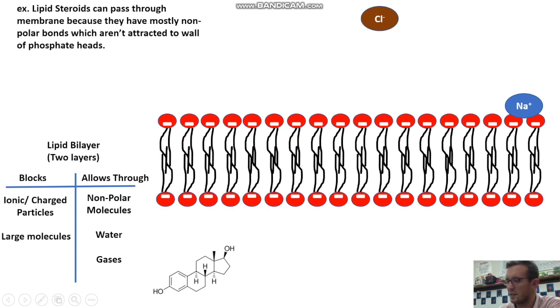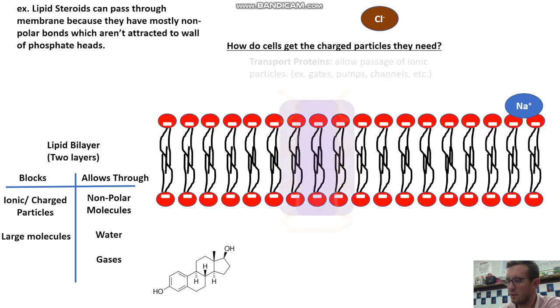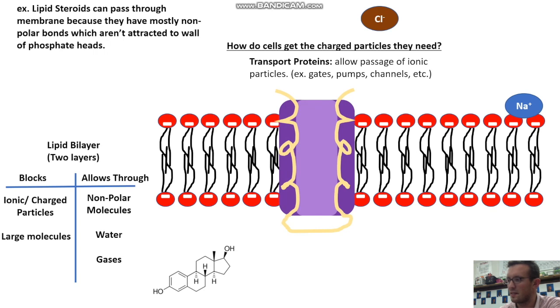But this begs the question then, how does our cell get the charged particles that it does need? For instance, if our cells need sodium ions or chlorine ions, how would they get them through their cell membrane? Our cells actually develop proteins called transport proteins that allow passage of ionic particles. These can take the form of protein gates, pumps, channels, etc. And we'll watch this chloride ion go through the transport protein here.